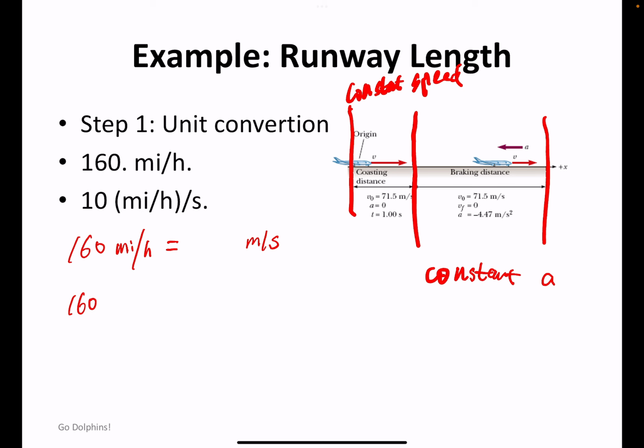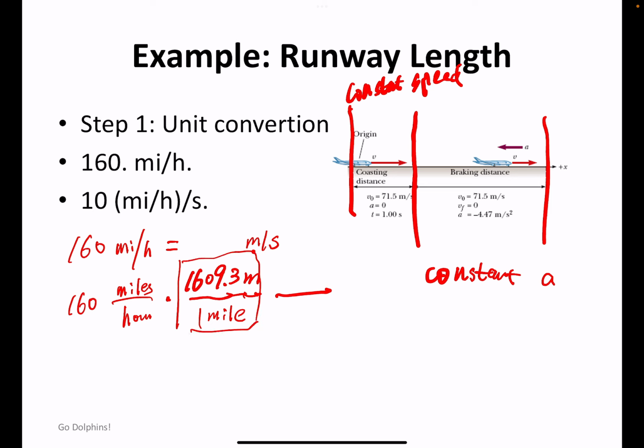So this is 160 miles per hour. We want to convert to meter per second, right? So we want to multiply by 1. This is mile. We want to get rid of mile, so I will write 1 mile here, and what I want to keep is meter. So I need to convert 1 mile to meter: 1609.3 meter. This is nothing but 1. So 160 miles per hour times 1 is 160 miles per hour.